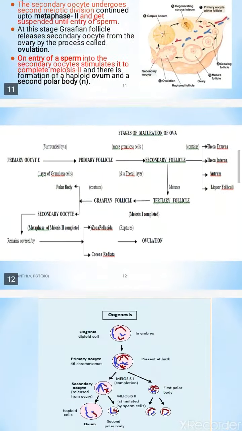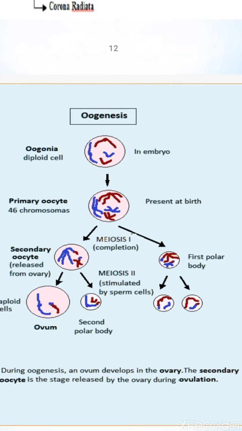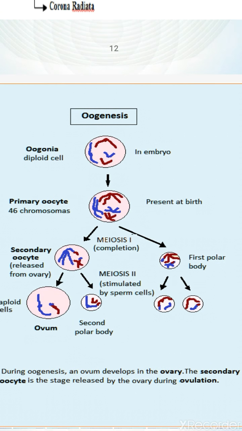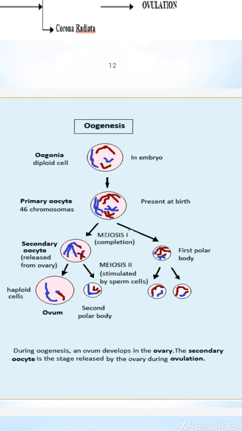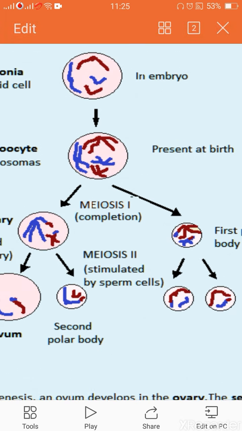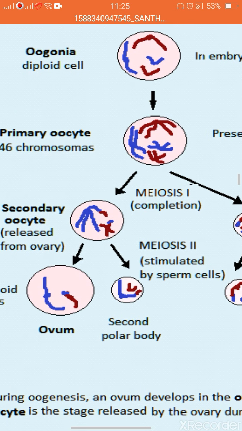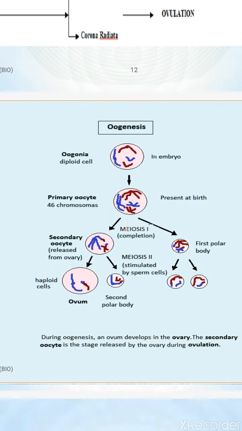Okay, children. Now we have studied oogenesis; I showed you the diagram. Here the oogonia goes into the primary oocyte, then the secondary oocyte. The primary has 46 chromosomes, the secondary has 23 chromosomes. The number is reduced to half. Later, on the entry of sperm, stimulated by the sperm cells, meiosis 2 will be completed. When meiosis 2 is completed, it results in the production of the ovum and the second polar body.